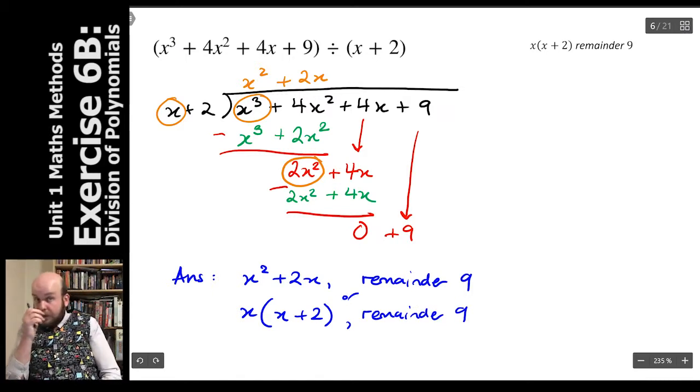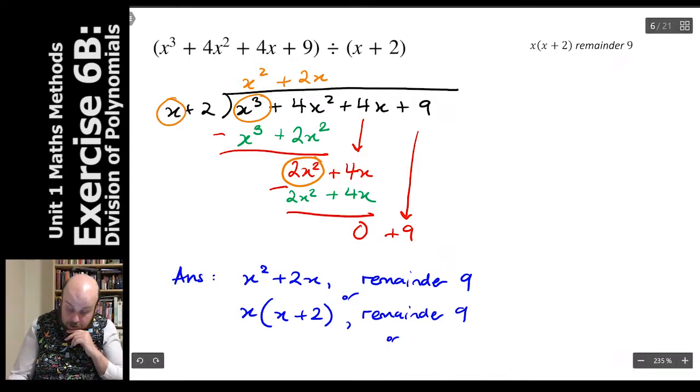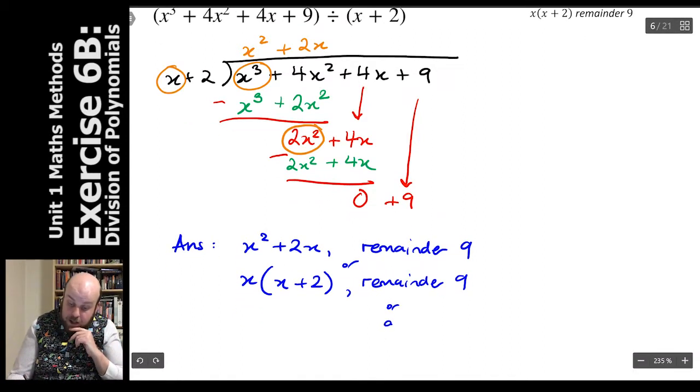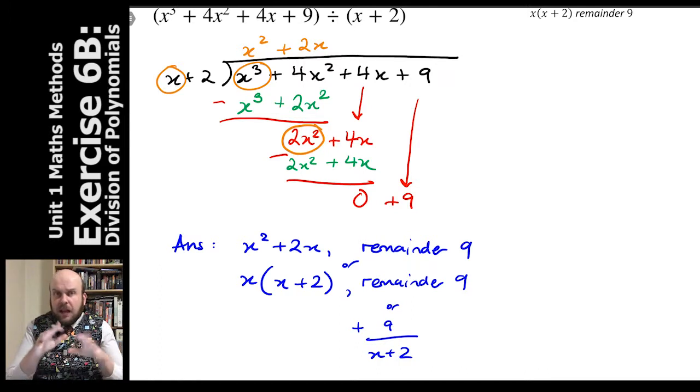Or that would also be fine. Alternatively, you could write that as 9 over plus 9 over x plus 2. Now, hopefully, watching this video, you'll be going, what? No matter how many times I go through it, the only way I found in being able to feel confident with being able to get these polynomial divisions correct is by just doing again and again and again.